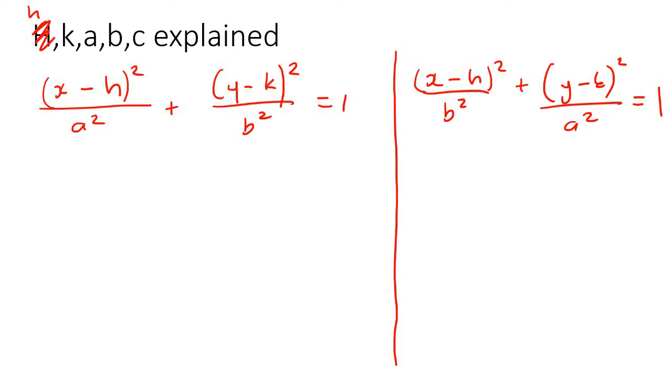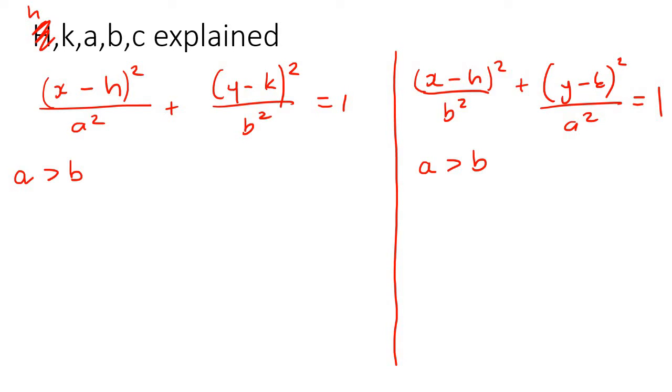Right, so let's have a look. The first thing I want to tell you is that a is always bigger than b. Okay? A is always bigger than b for both scenarios. The a number is always bigger than the b number.